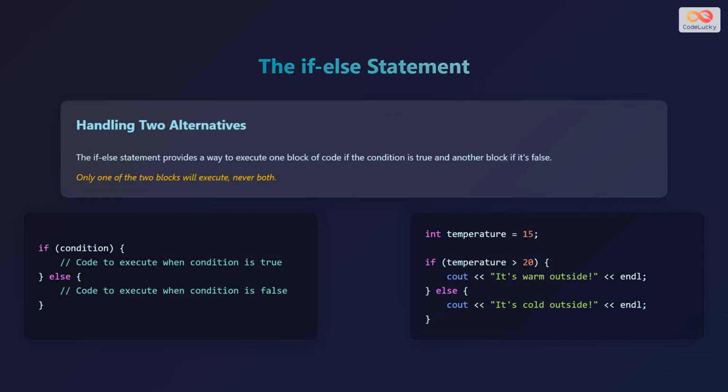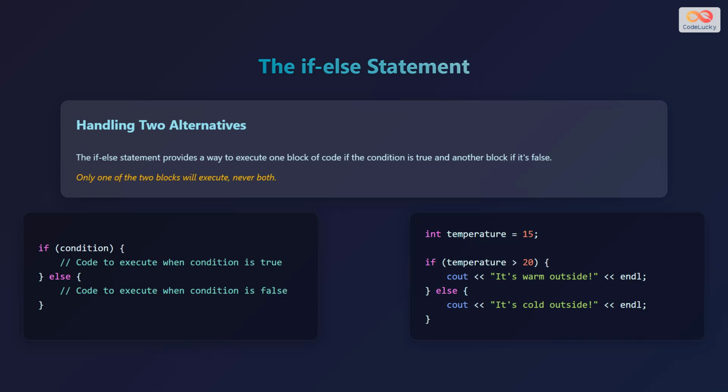Now let's move on to the if-else statement. The if-else statement provides a way to execute one block of code if the condition is true and another block if the condition is false. The syntax is as follows. If followed by the condition in parentheses, then the code block for the true condition in curly braces, followed by else, and then the code block for the false condition in curly braces. It is important to remember that only one of the two blocks will be executed, never both.